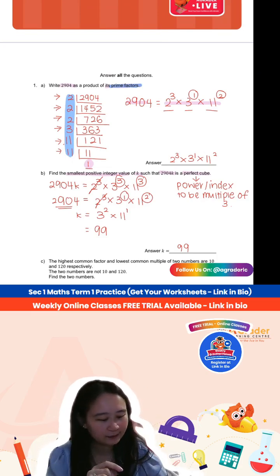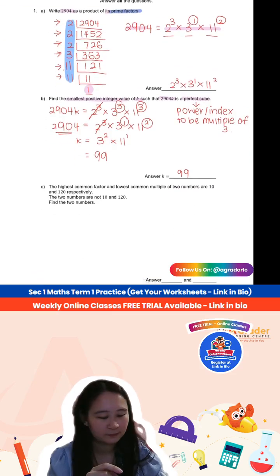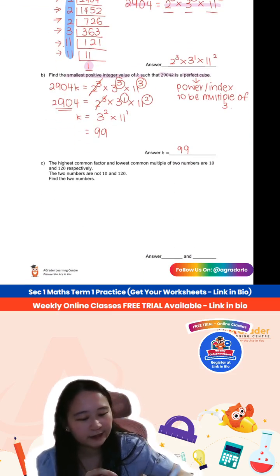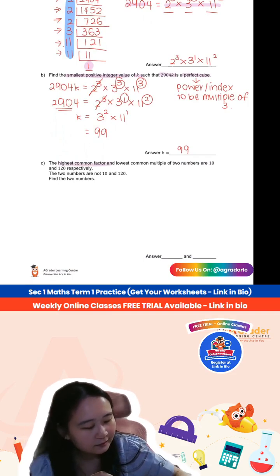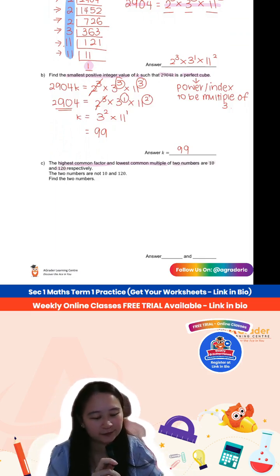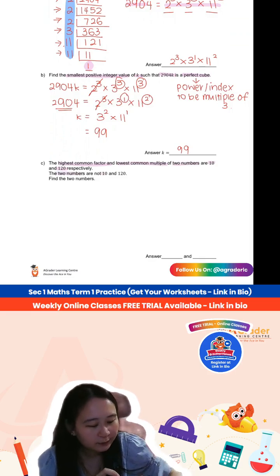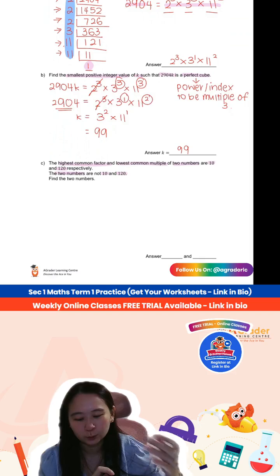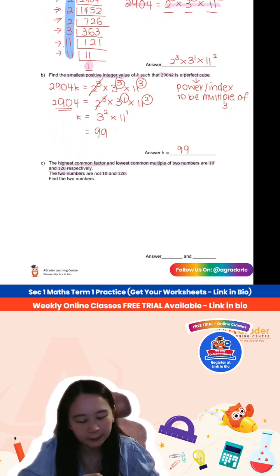Part C, the highest common factor and the lowest common multiple of two numbers are 10 and 120 respectively. And I tell you the two numbers are not 10 and 120. So find the two numbers.